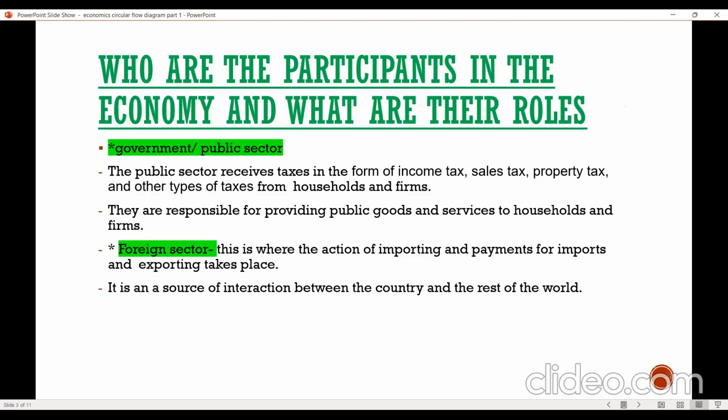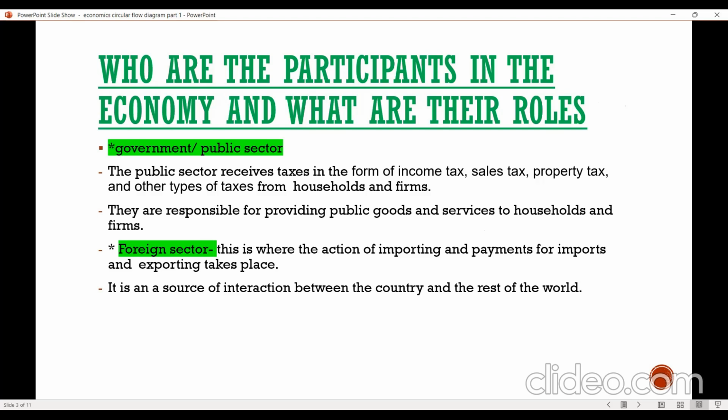Right. Moving to the next participant, we've got the foreign sector. Foreign sector, this is where importing takes place, exporting takes place, right? When particularly looking at this foreign sector, the circular flow is now divided into two economies. We've got an open economy and a closed economy, right?